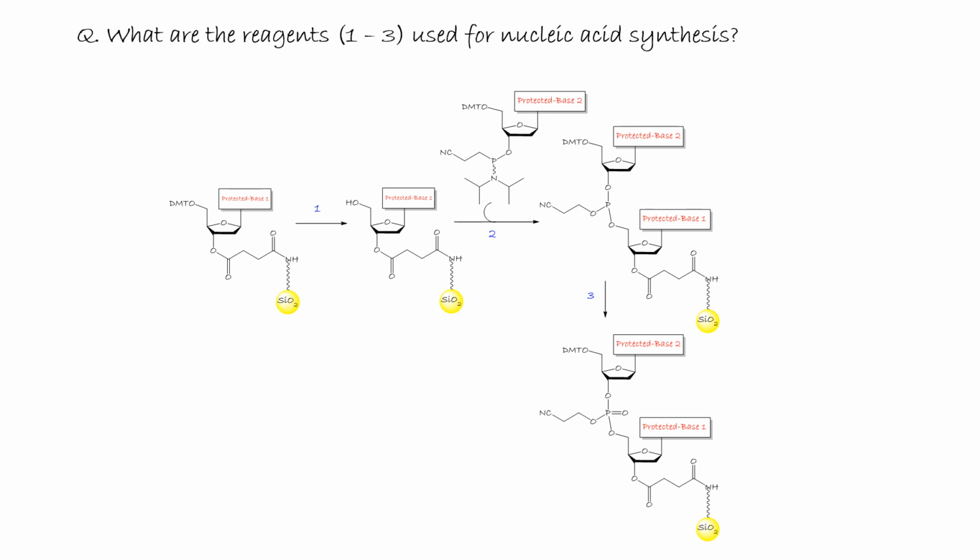What are the reagents 1 and 3 used in nucleic acid synthesis? This is a protected nucleoside. What happened here is deprotection and removal of the dimethoxy trityl group, and we can do that using trichloroacetic acid.